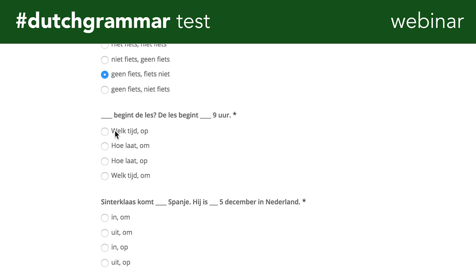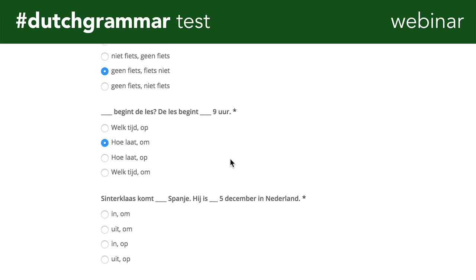Then, a question and an answer. De les begint 9 uur. Lesson 13. We use om to indicate a specific time. In English we ask at what time. Lesson 8 about question words. In Dutch we ask Hoe laat? Answer 2.